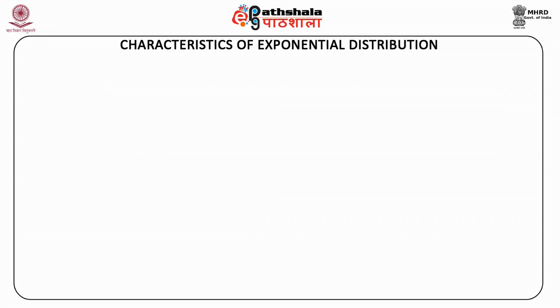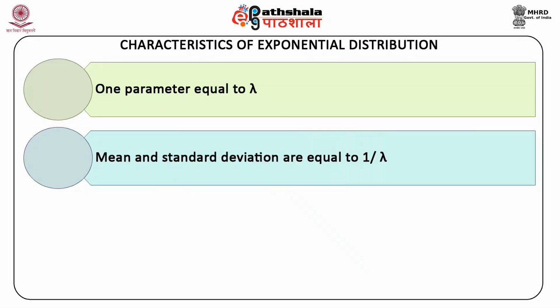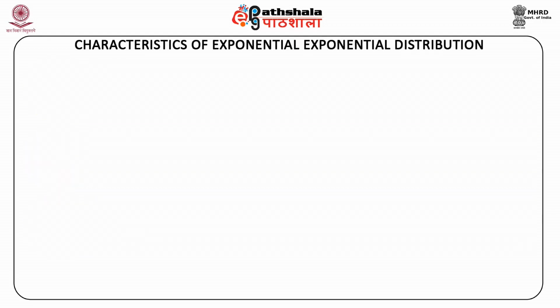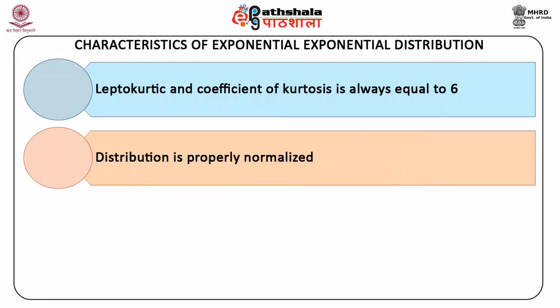Let us now look at the characteristics of the exponential distribution. The exponential distribution has one parameter, lambda. Also, in this distribution, both mean and standard deviation are equal to 1/lambda. Another important feature of exponential distribution is that it is always positively skewed, with skewness always equal to 2. Also, the exponential distribution is leptokurtic and the coefficient of kurtosis is always equal to 6. This distribution is properly normalized.